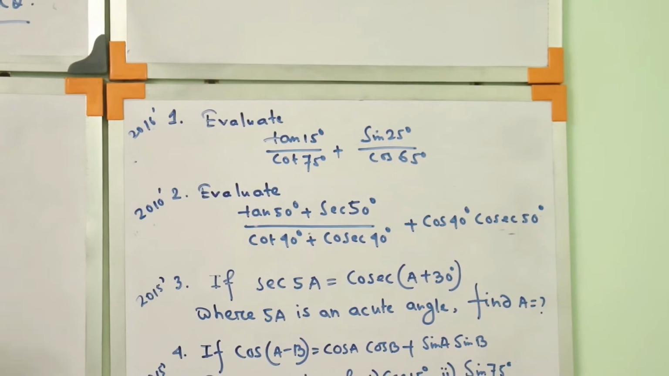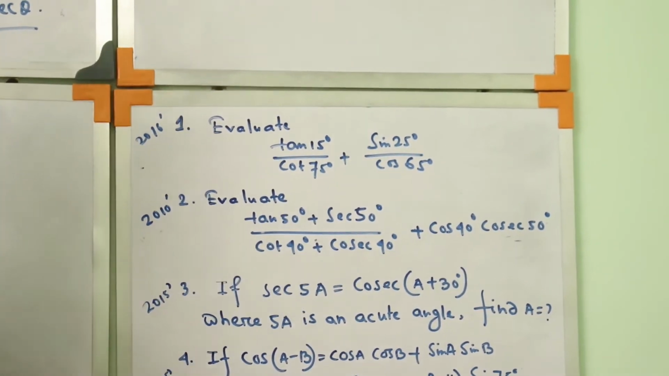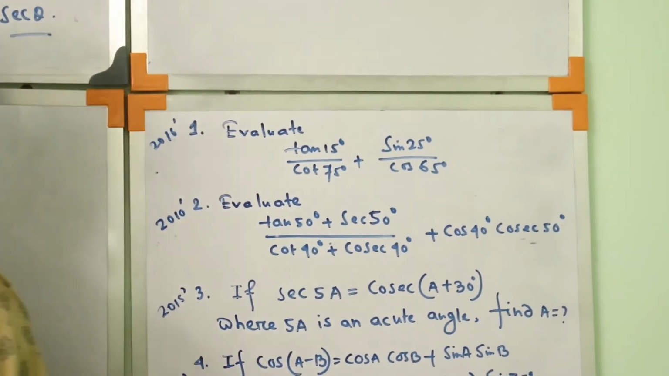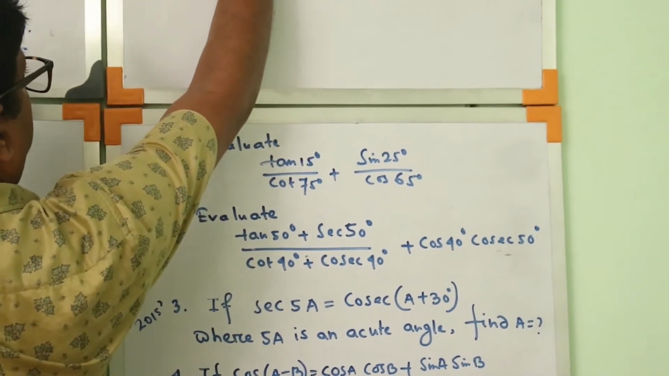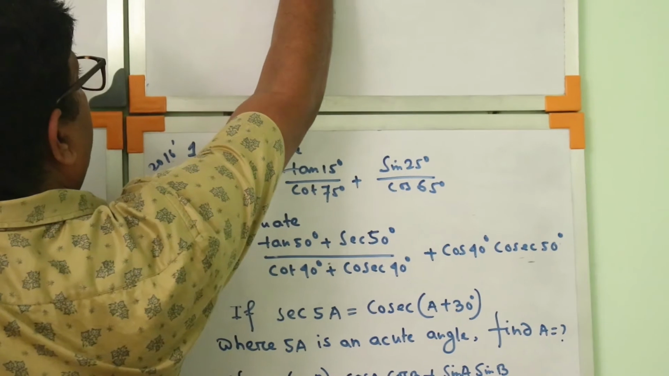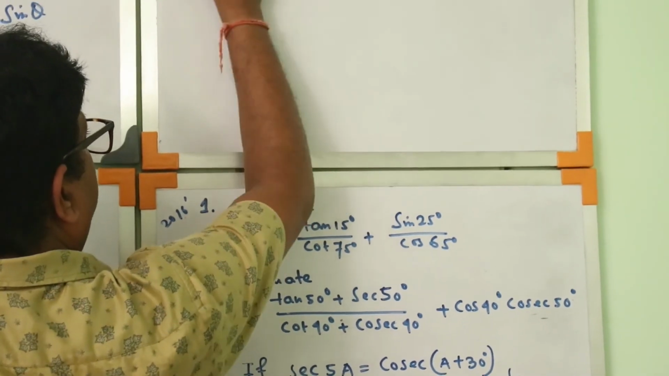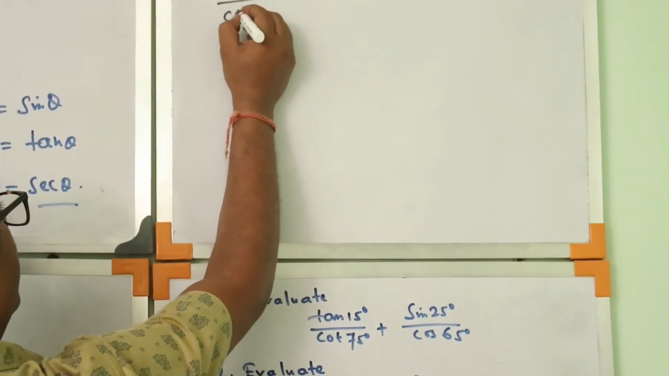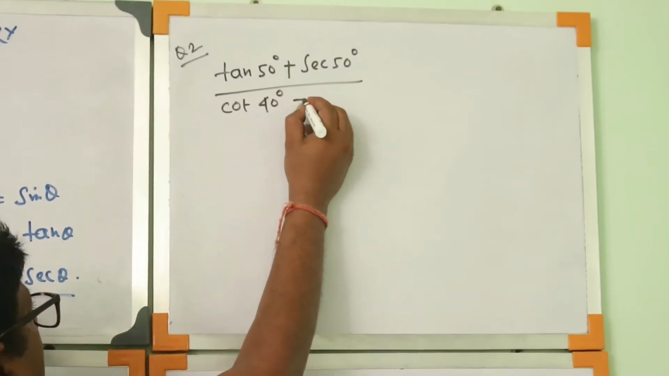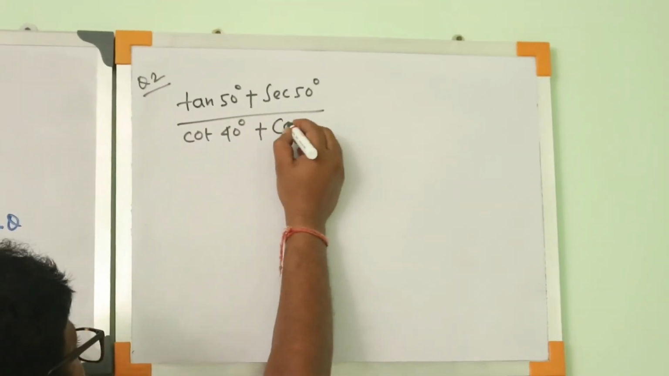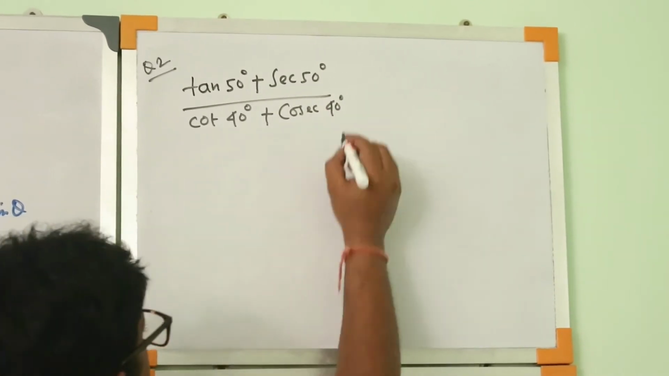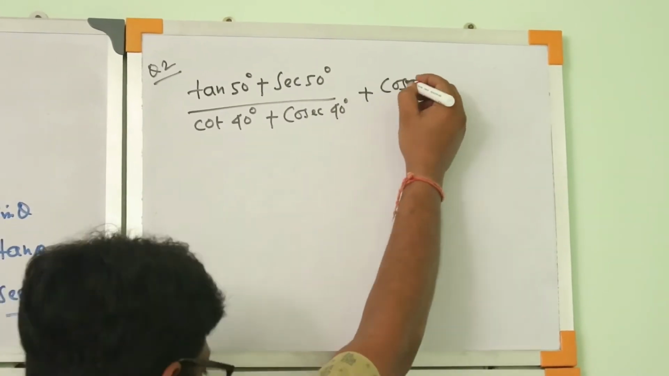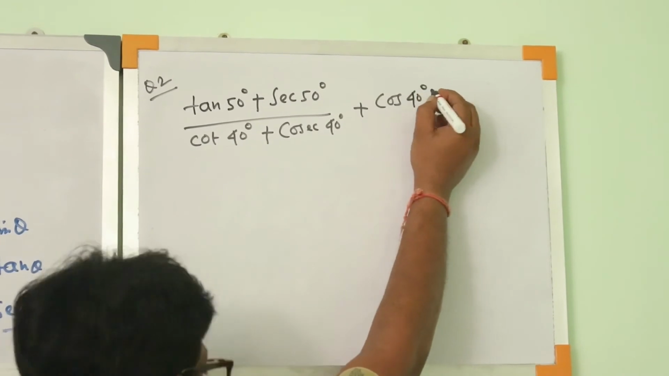Now I will solve question number 2. Question number 2, this is giving tan 50 plus sec 50 divided by cot 40 plus cosec 40 plus cos 40 cosec 50.